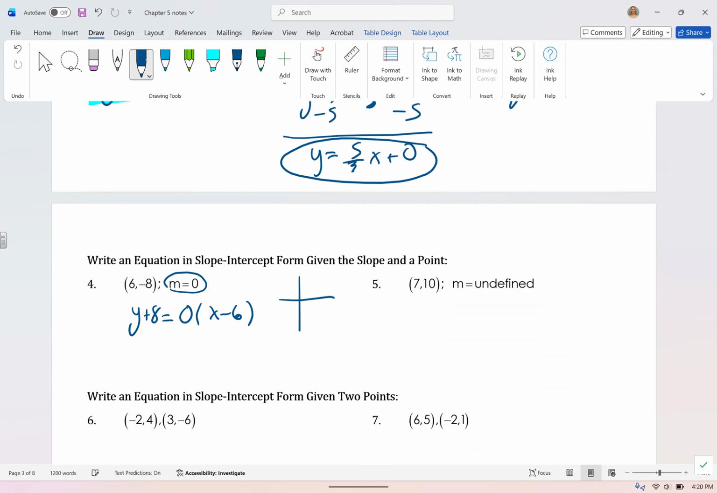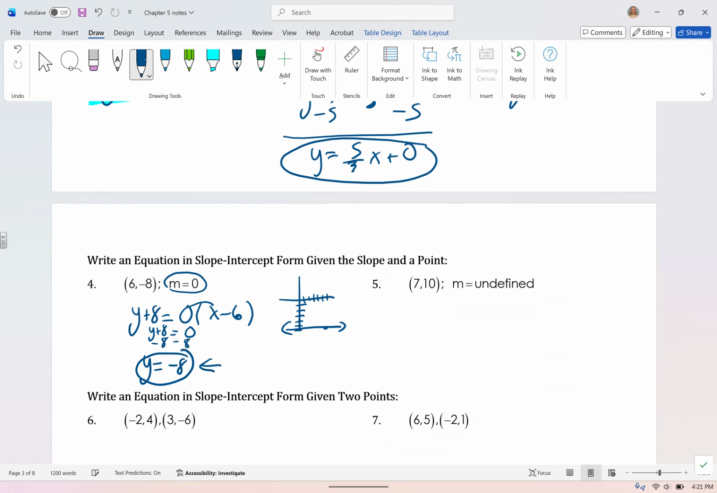Basically, if you look at the graph, it goes through 6, -8. Okay, and its slope is 0. So you would just do y is equal to -8. If you solve this, 0 times that is just 0. So y plus 8 equals 0, and y equals -8 is going to be our answer.